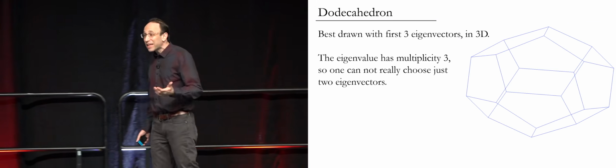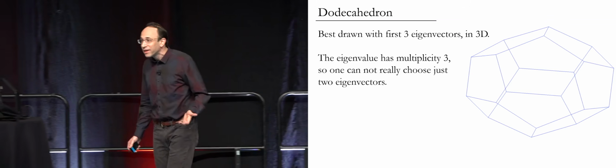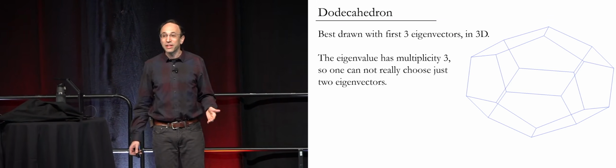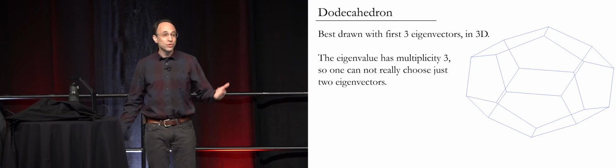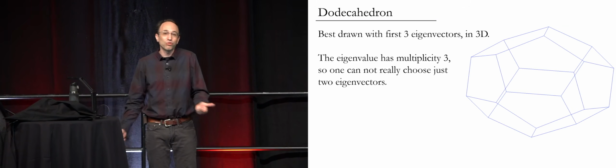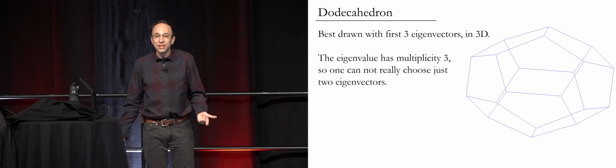And actually, lambda 2 has multiplicity 3. Lambda 2 is equal to lambda 3 is equal to lambda 4. And my code was doing something incredibly arbitrary when it chose 2 vectors in this 3-dimensional eigenspace to form a basis.